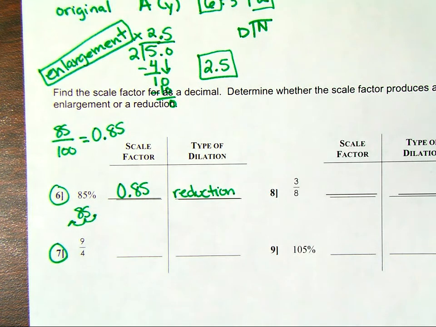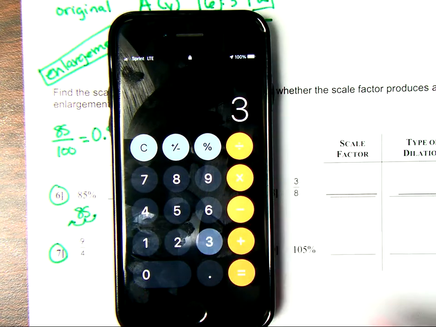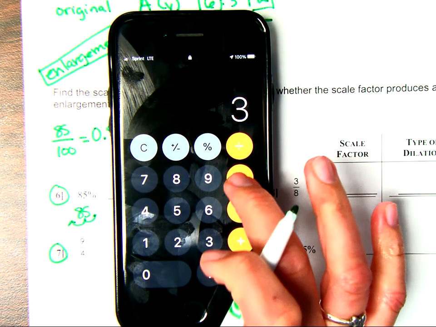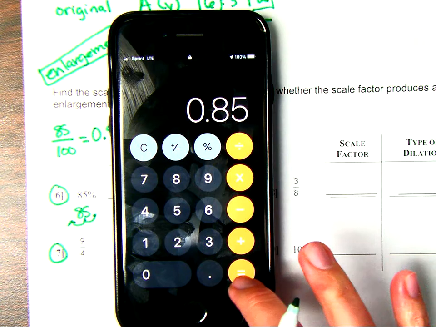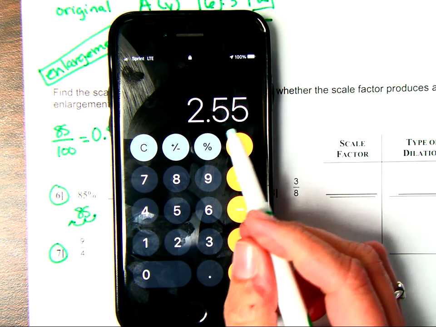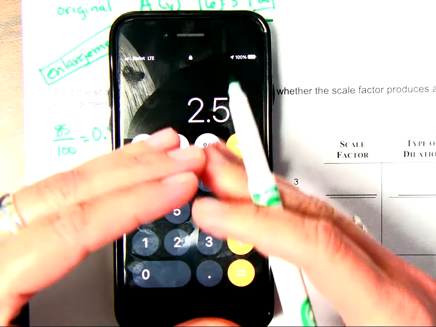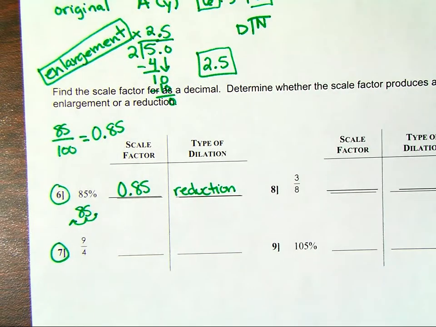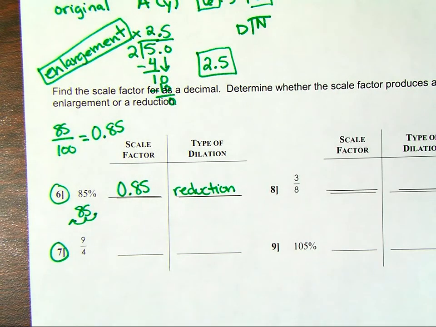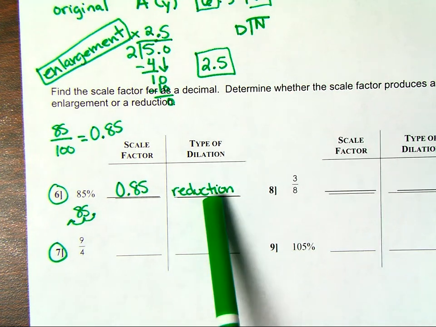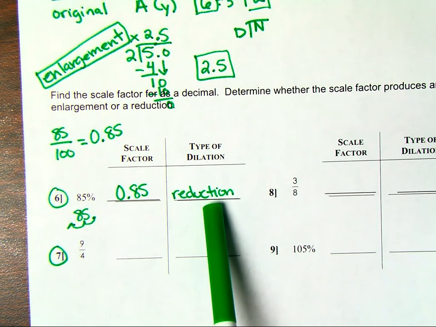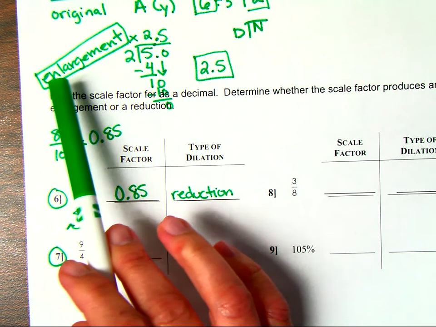Because stop and think about it, I'll prove it to you. If I have the number 3, that's what I start with. If I multiply by 85 hundredths, my product gets smaller, so it's being reduced. That's why we say multiplication doesn't always make a bigger number. If you're multiplying between 0 and 1, it's actually going to give you a smaller number. If you're multiplying by something bigger than 1, it's going to give you a bigger number.